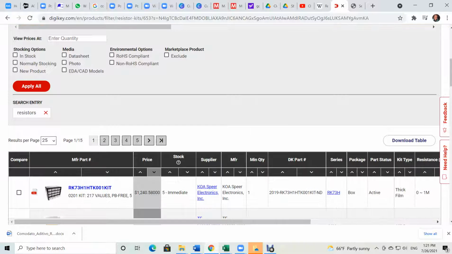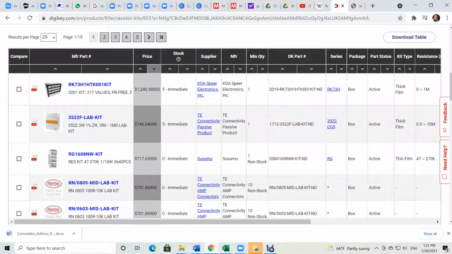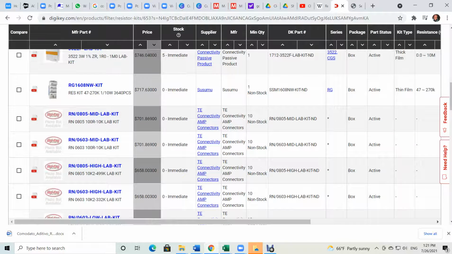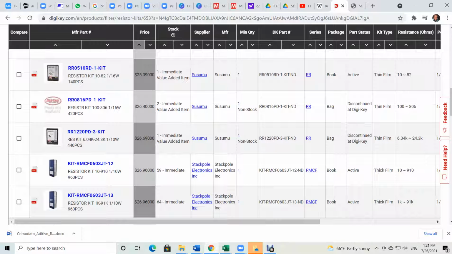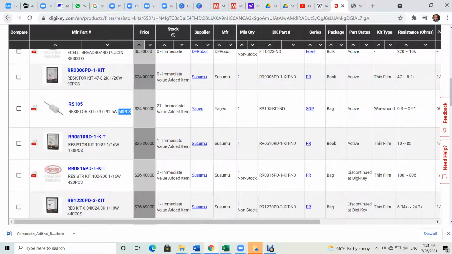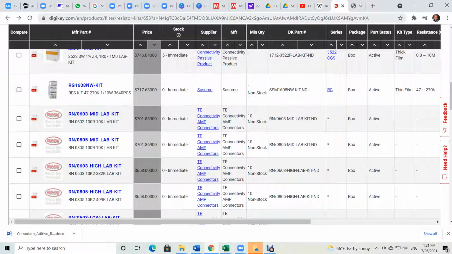Pricing. Woo. Oh, that's a kit. It's not a single resistor. Yeah, those resistors are kind of expensive. There must be 60 pieces. That's why. 60 pieces. $24, $25 divided by 60, and you get the price of those devices. Okay. So I'm not going to spend too much time.